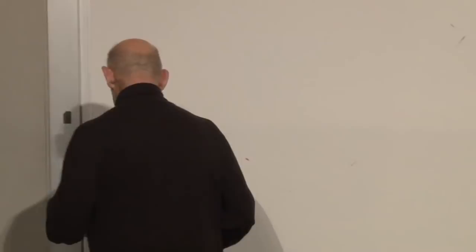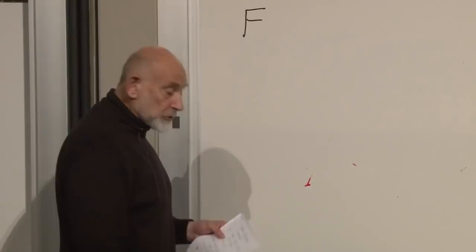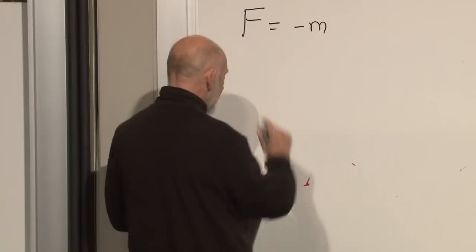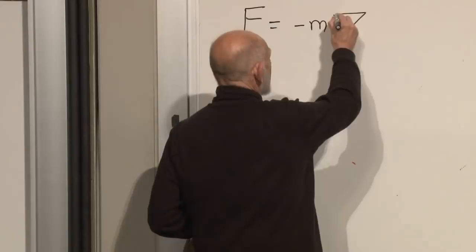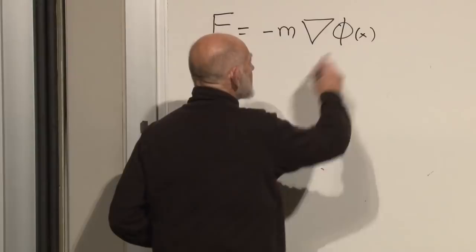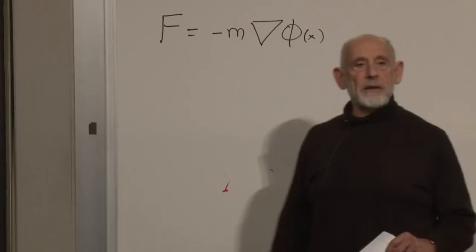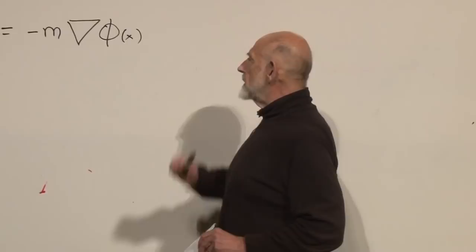First of all, field affects particles. That's just a statement that F, the gravitational force on a particle, can be written as minus m times the gradient of the gravitational potential. The gravitational potential I usually write as phi, and phi is a function of position. Everywhere in space, for whatever reason, there is a gravitational potential called phi of x, and it varies from place to place. You multiply it by m, the mass of the object, and you take the gradient, and that tells you the force on the object.